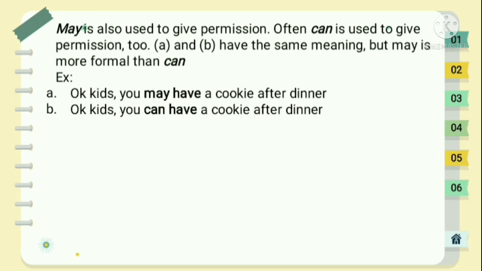As the example A and B. A, okay kids, you may have a cookie after dinner. B, okay kids, you can have a cookie after dinner. Basically, they have no big difference here. However, may is considered more polite than can.